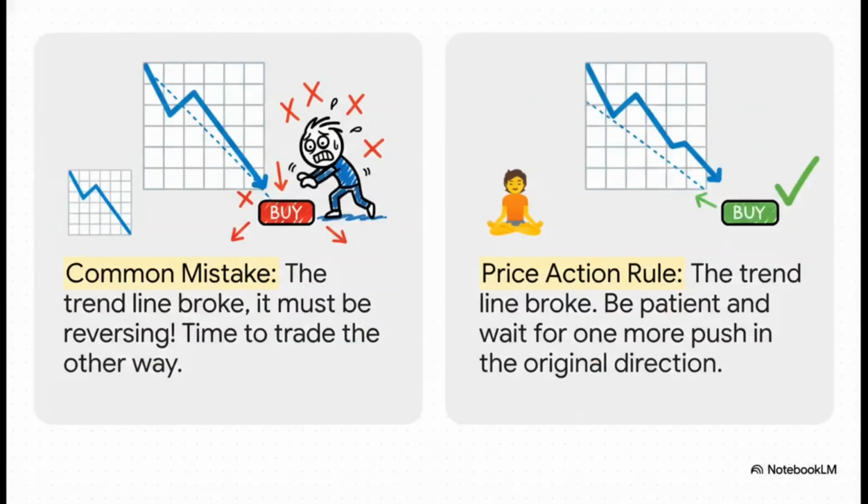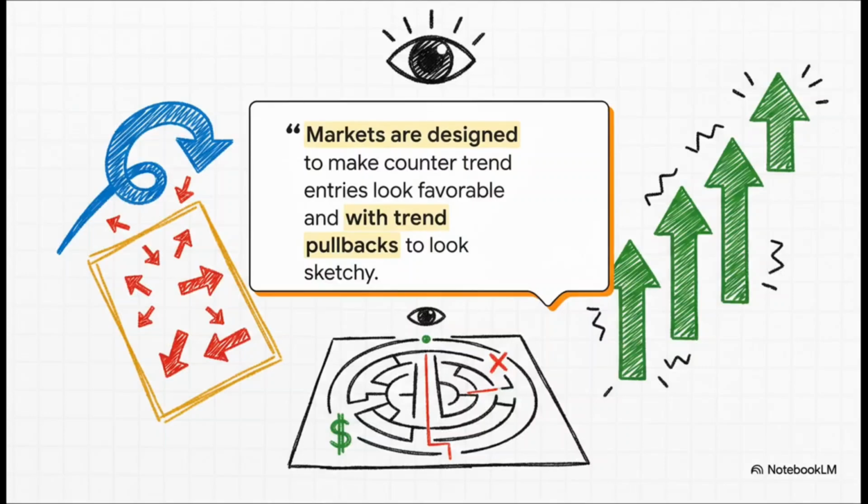This slide just illustrates that trap perfectly. The common mistake is to jump on what you think is a reversal the second a trend line breaks. The price action rule, though, it teaches patience. It tells you to wait, to actually expect one final push from that original trend. Just understanding this one thing can save you from a ton of failed trades. And this quote highlights a fundamental truth about the market, which brings us right to our second rule. You have to resist temptation. Markets are often designed to make the completely wrong decision feel like the right one.